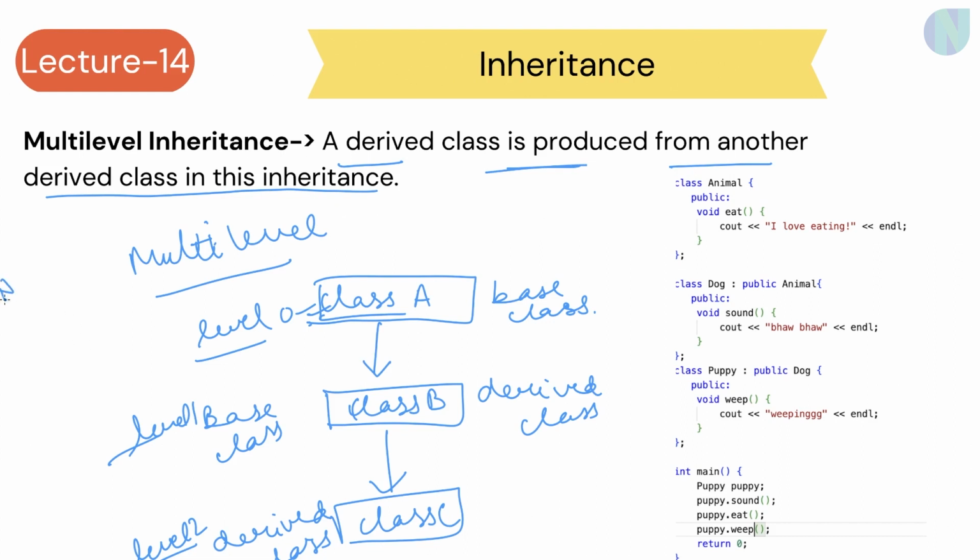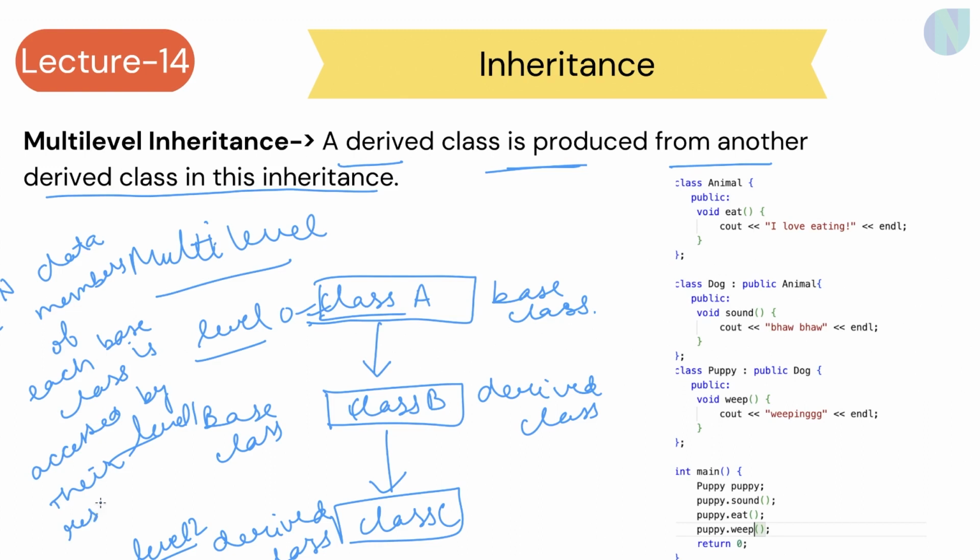So there is a point for this. Whenever multi-level inheritance occurs, the data members of each base class are accessed by their respective derived class. This is a point which someone needs to keep in mind. You often get confused about what would happen for the data members. The data members of each base class are accessed by their respective derived class. So if there is a data member present in A, it would be accessed by class B. If there are data members present in class B, it would be accessed by class C.